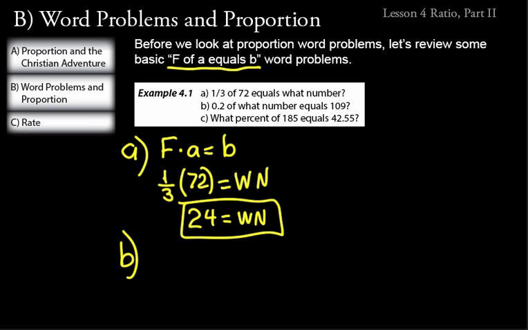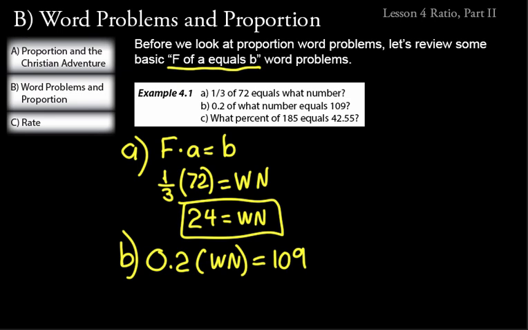B, 0.2 of what number equals 109? Well, I hope you know 0.2 is a fraction, right? Decimals are a shorthand way of writing fractions. So 0.2 is 2/10, or 1/5, that would reduce to. But we can say 0.2 of, so times what number equals 109.